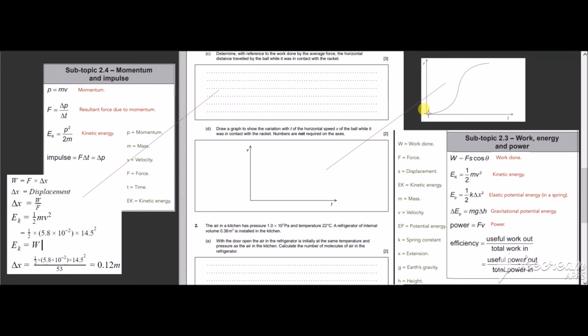You can see that with time the speed is increasing. At this point here, the ball and racket come in contact. Therefore, the speed over here is increasing very fast within less time, and then the ball slowly slows down. So this is the graph that you will receive. And that's how you solve question 1 for this paper.